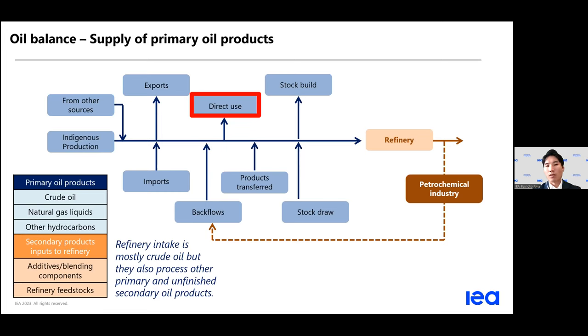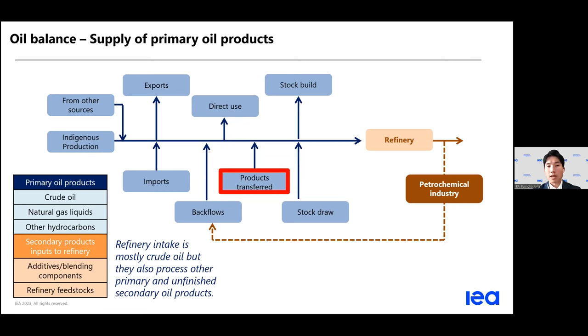We have a flow called direct use that is meant to report the oil products that don't go through the refinery process. They can be directly burned, for example. Then this is the space where we report those oil products.